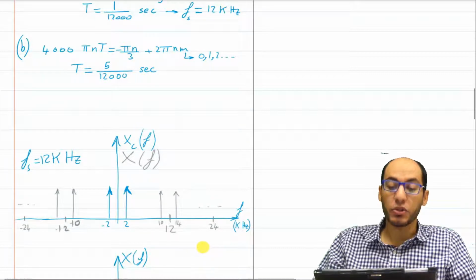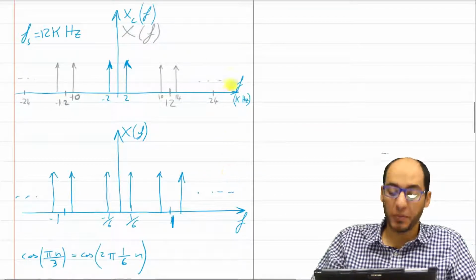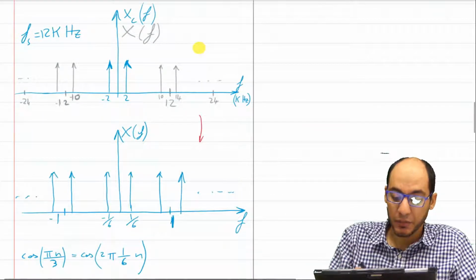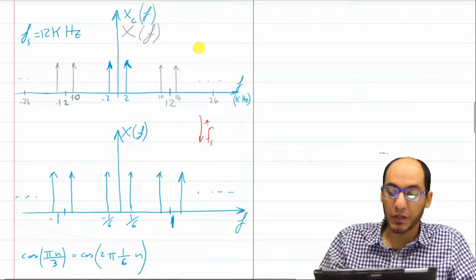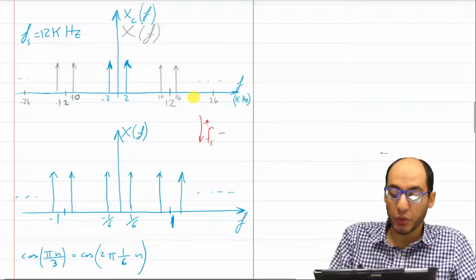But remember, if I'd like to use the convention to do the plotting, then I need to divide by fs. Divide the entire axis by fs, which is equal to 12 kilohertz.